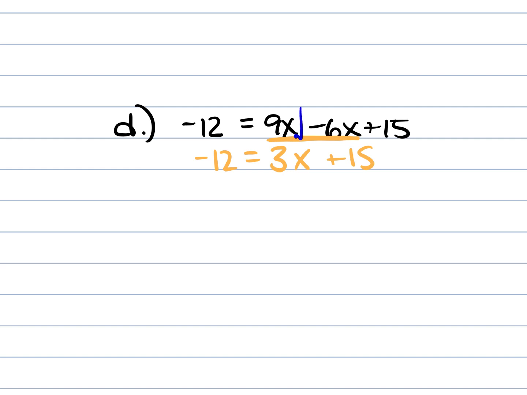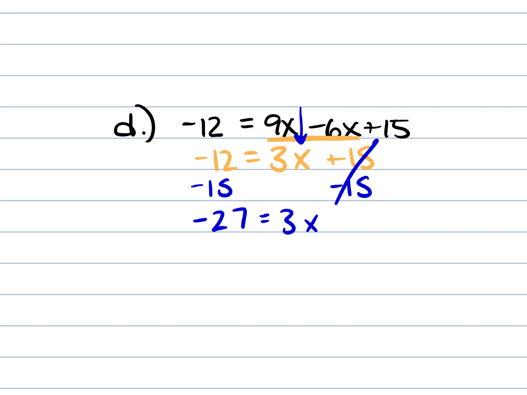So I want to isolate my variable. I want to get that x all by itself. So next, I need to move the 15 to the other side. Since 15 is being added on the right side, I have to subtract when I move it to the other side of the equation. Anytime you move something to the other side, you do the opposite. So it cancels out on the right. Negative 12 minus 15 would be negative 27. So negative 27 is equal to 3x.